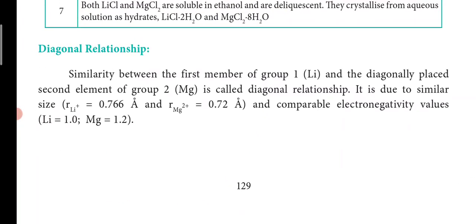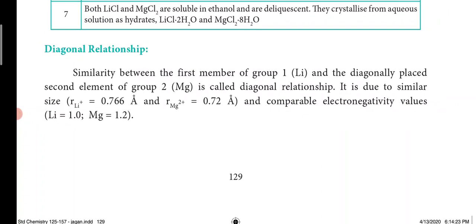So diagonal relationship பார்த்தீங்கன்னா similarity between the first member of group 1 and diagonally placed element in group 2. இந்த magnesium ஆக்சுவலாக எங்கே இருக்குது, group 2ல லித்தியம்க்கு diagonal-ஆ magnesium present ஆயிருக்கு. So it is the diagonal relationship. We call it as diagonal relationship. So it is due to the same size.